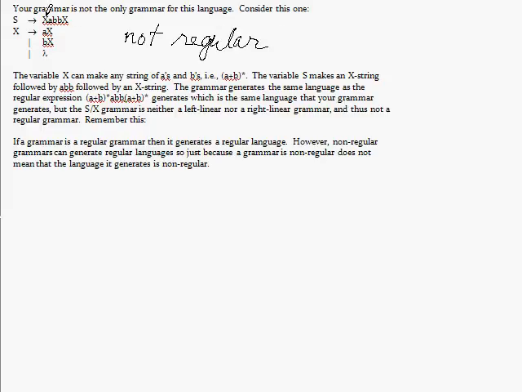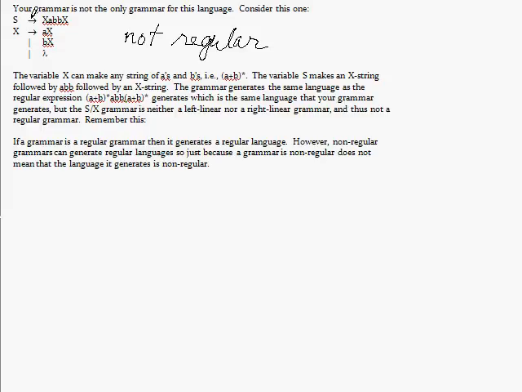This rule right here violates the property of a right linear grammar. It has two variables on its right-hand side, and it's only allowed to have one if it's going to be right linear. If we took off that X right there, then it would be a right linear grammar. However, it wouldn't generate the same language. So this is not a regular grammar, but we can still figure out what it does fairly easily.